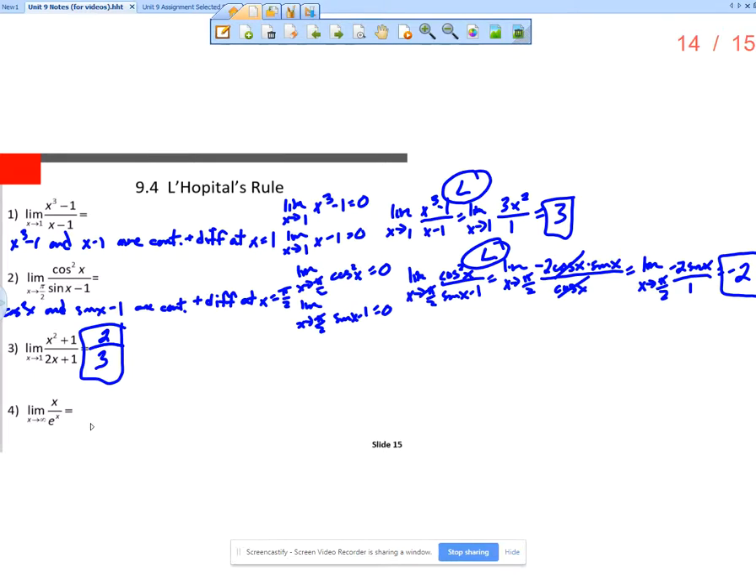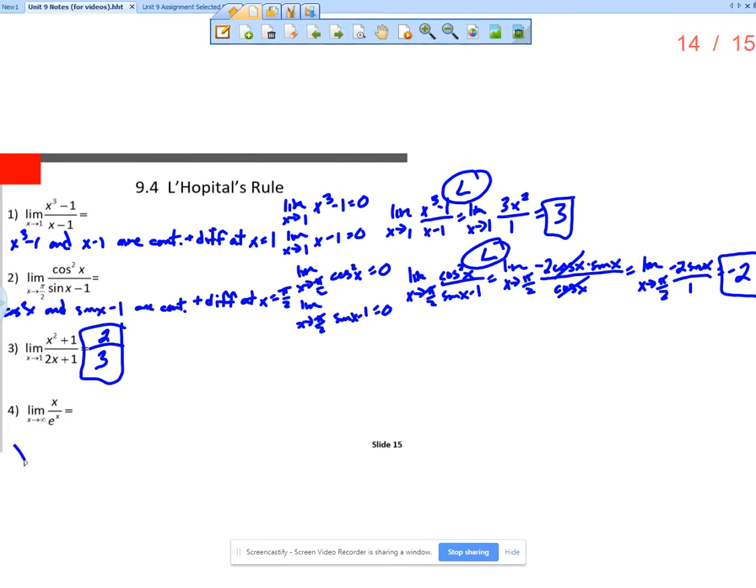All right, what about the next one? Limit as x approaches infinity of x over e to the x. Let's just in our heads plug in infinity over e to the infinity. E to the infinity would be infinity. So infinity over infinity. So what are you going to state?